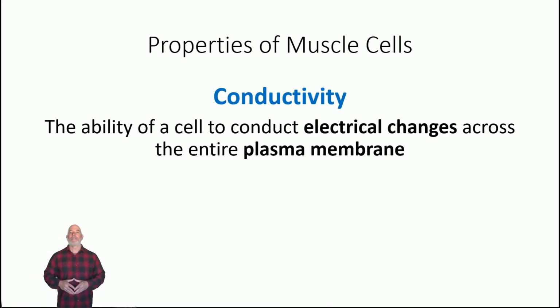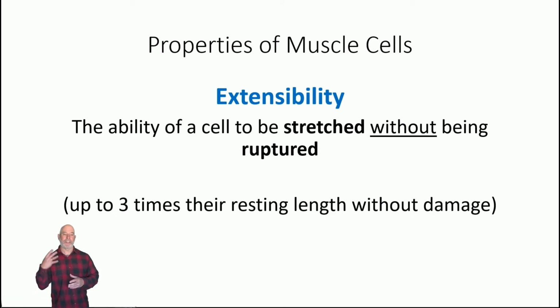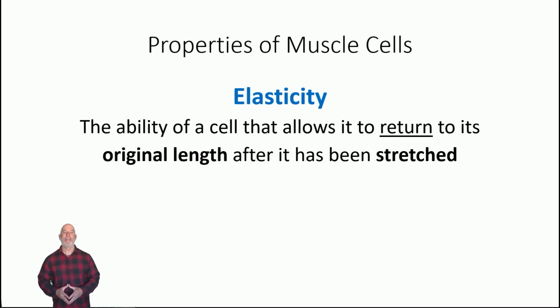Now, muscle cells are also conductive. They have lots of calcium in them, and that allows for electrical charges to move across the entire plasma membrane. Of course, muscle cells are extensible. They have extensibility. They can be stretched without rupturing. And we're going to learn about cool proteins like titin. I know, titin, what a cool name for a protein that allows these cells to be extensible without breaking. And then, of course, muscle cells are elastic. What that means is if you take a muscle cell and you stretch it, it will return to its original shape after it's been stretched.